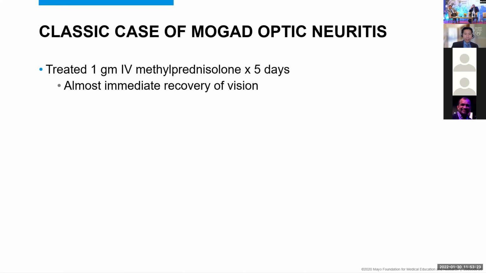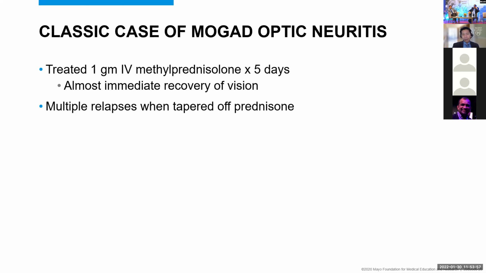So we just went ahead and empirically treated him with IV methylprednisolone for 5 days. And the patient had almost immediate recovery of vision. Within 2 or 3 days of steroids, the patient went from count fingers back to 20/20 vision. And that's actually much quicker than your normal recovery from IV corticosteroids. With MS optic neuritis, the natural history might be recovery at 5 weeks, and with IV steroids, they get recovery at 2 to 3 weeks. But this patient, within a few days, was back to 20/20.